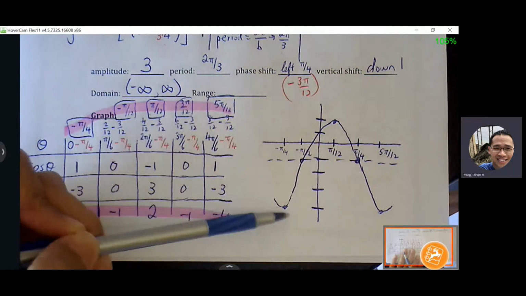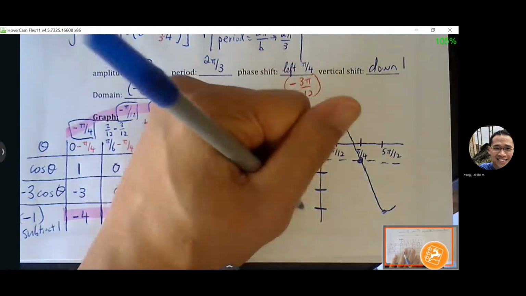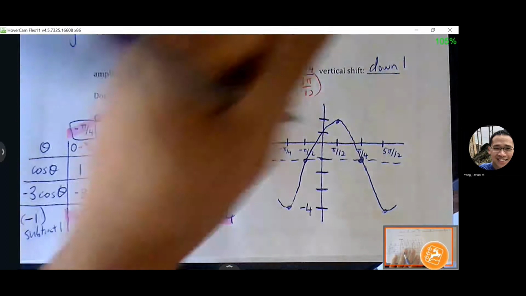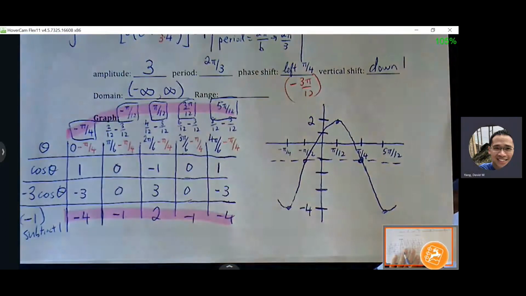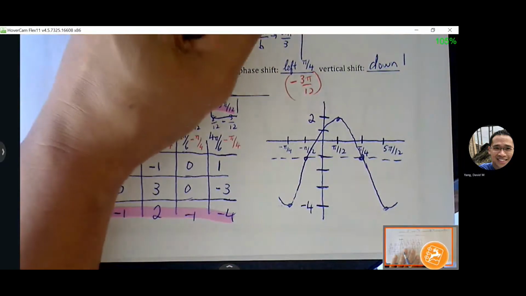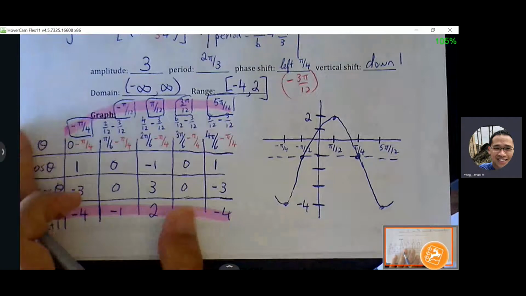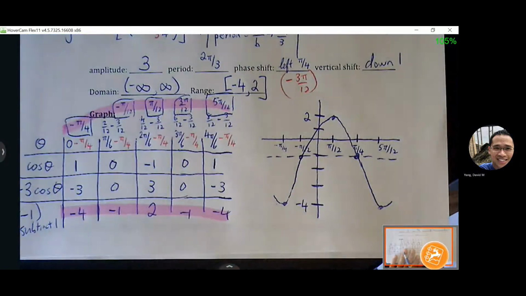So what's the lowest y value that you see? Okay. And what's the highest y value that you see? 2. And you're going to put brackets around your range. Okay, so we haven't quite gone over this yet, but does that make sense? Any questions there? Yeah.